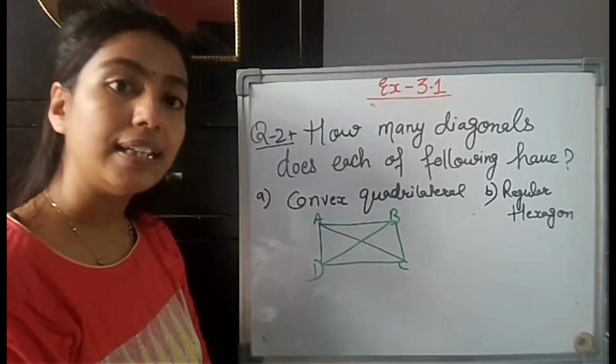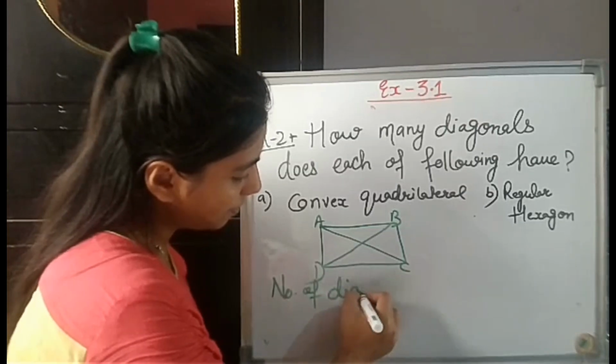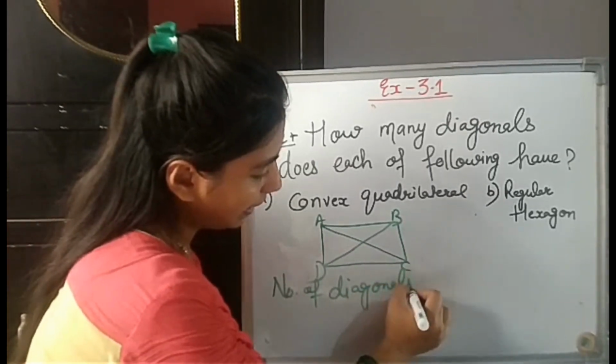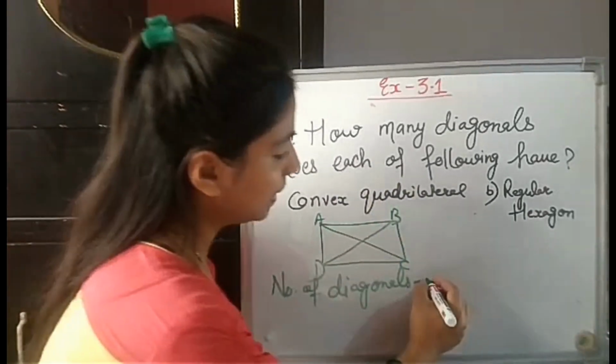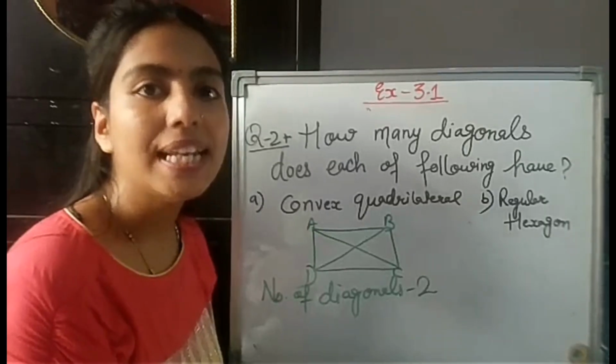How many diagonals are there? 2. So the number of diagonals present in the convex quadrilateral is 2 only. Okay, now coming to B part, regular hexagon.